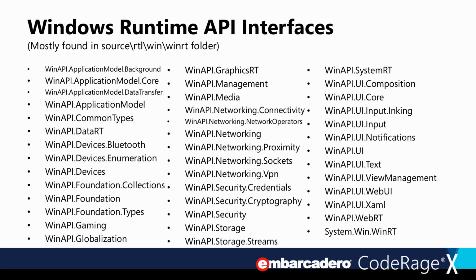Here is the listing of the new units in the WinAPI namespace. They're all found in the source RTL WinRT folder. Actually, System.Win.WinRT is a helper class. It's not found in that folder. It's a different folder, but the rest of these are found in that folder. I do want to point out WinAPI.Devices.Bluetooth. This exposes all the new Bluetooth functionality in Windows 10 so that we can take advantage of beacons and Bluetooth LE in a much more elegant manner. So this is something great to have access to and to see what it unlocks for us in the future.